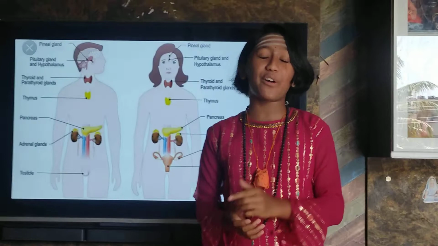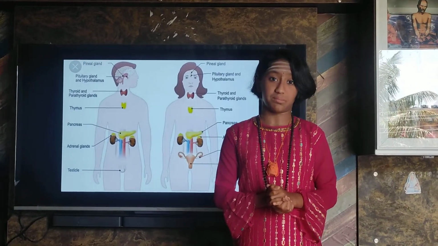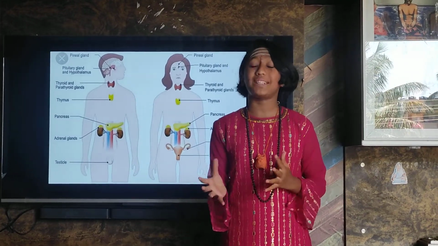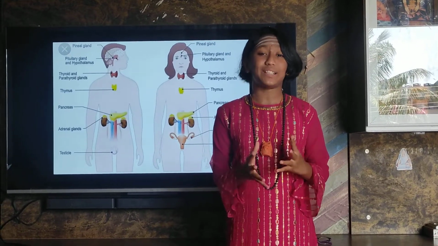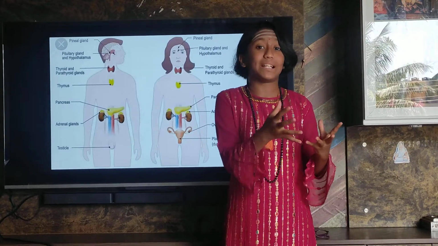So I am back with class 8 biology chapter number 4, endocrine system. This is a new word, I hope, for you. What is the endocrine system? An endocrine system secretes chemical hormones which are directly poured into the bloodstream.